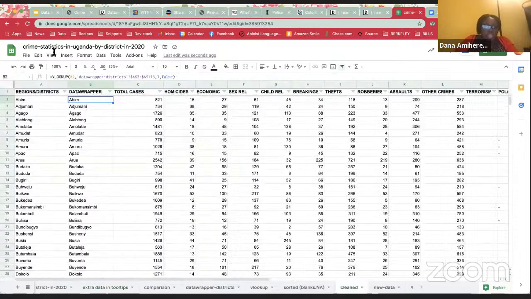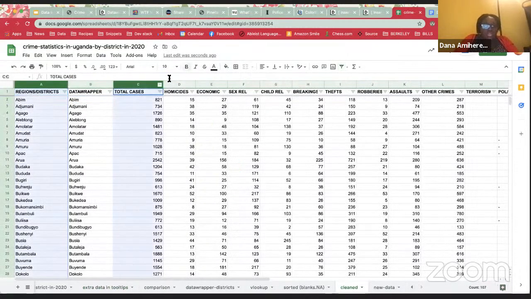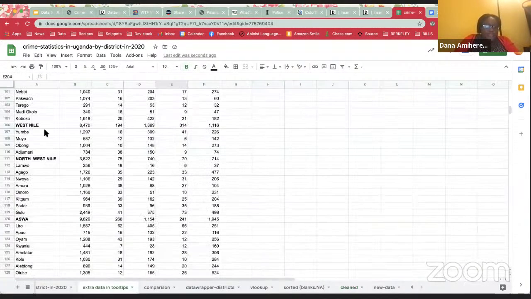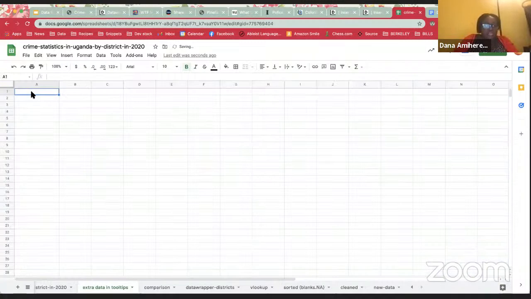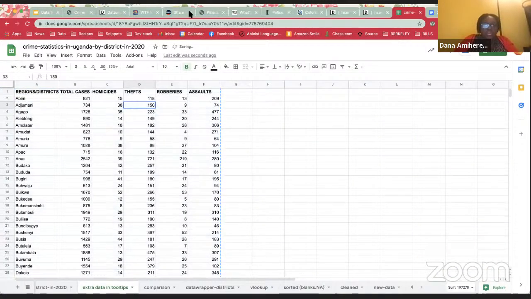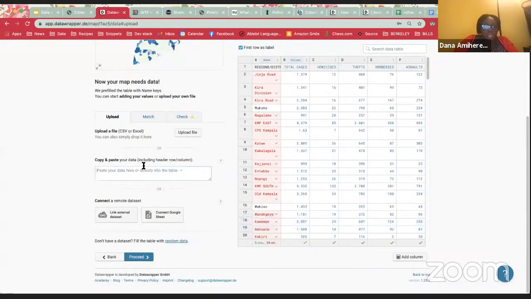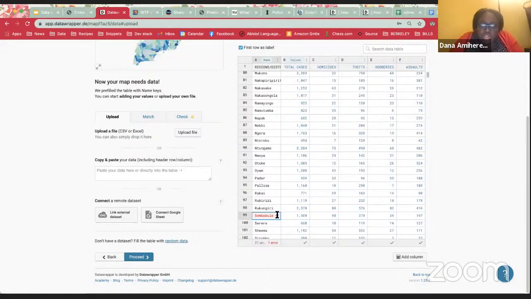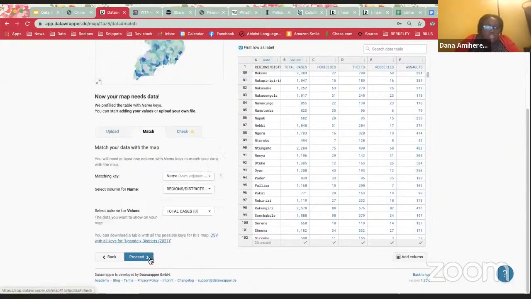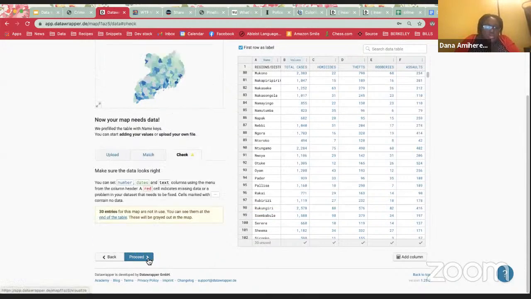If I do from the cleaned row, if we do regions and districts here, and I know I'm going really fast, but it's just because I know we don't have a lot of time left. Okay, this should work. Okay, yes. All right, so now we only have one error. Where are you? That same weird error we had before. Proceed.